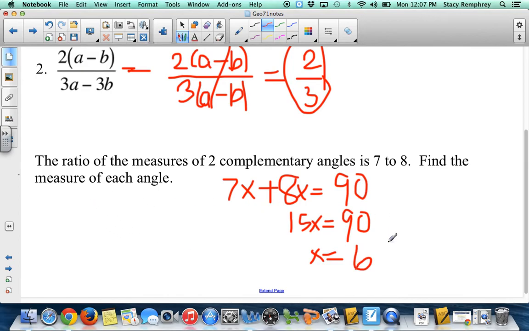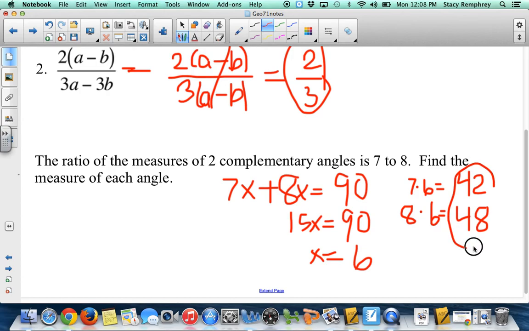Okay. Now that's not the measure of each angle. To get the measure of each angle, I'm going to do 7 times 6. That's 42. And I'm going to do 8 times 6, because the 6 is what I reduced by, and that's 48. So the measure of each angle was 42 and 48. They reduce back to a 7 to 8 ratio if you took those and reduced that fraction, and they add to be 90.